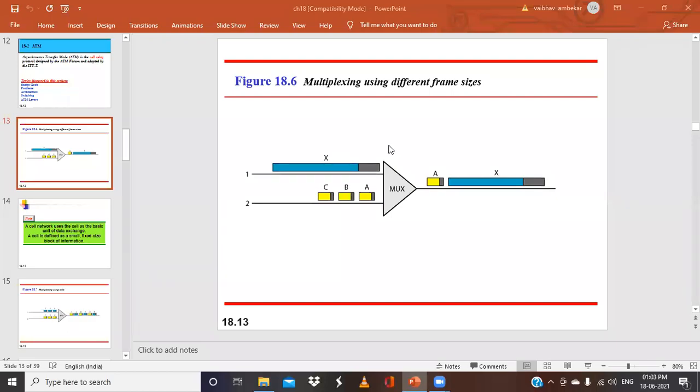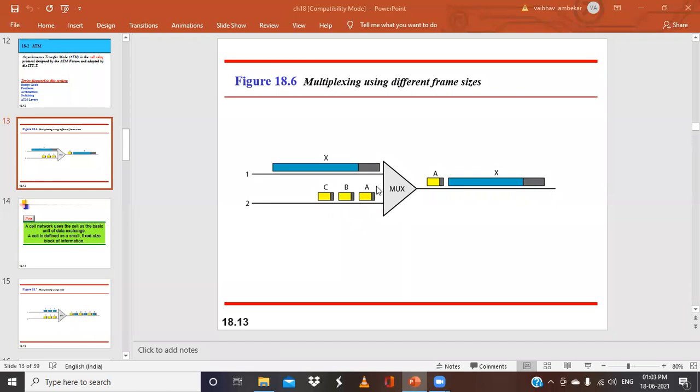See, when different frame sizes arrive, the problem that can occur here is, suppose these are the two links, and in this link frame X is arriving, and here frame ABC is arriving. For example, say this is arriving at 12 o'clock and this is arriving at 12.01 seconds and so on.